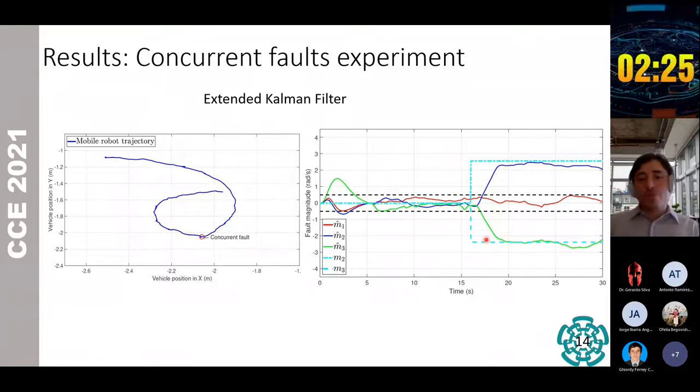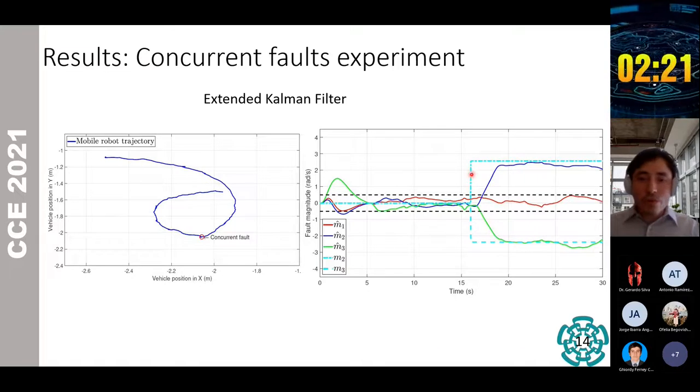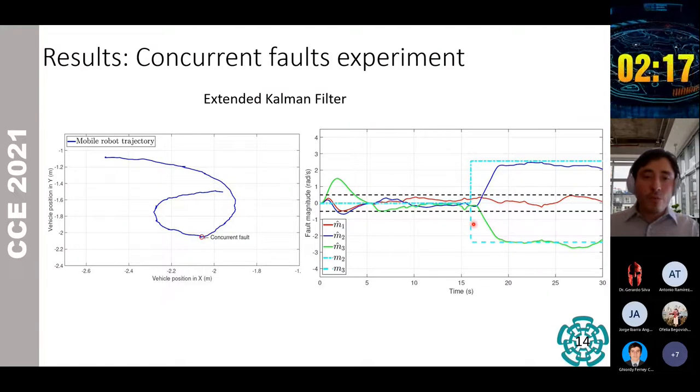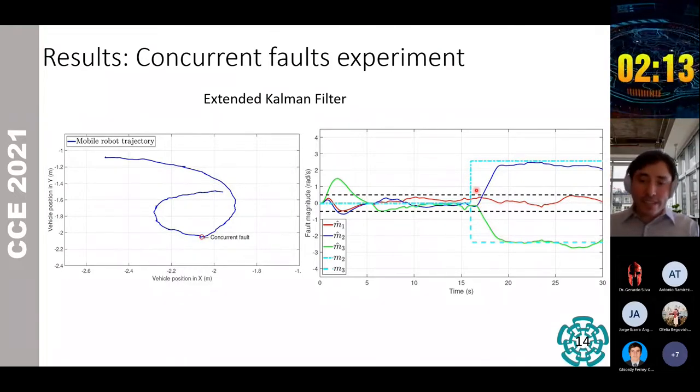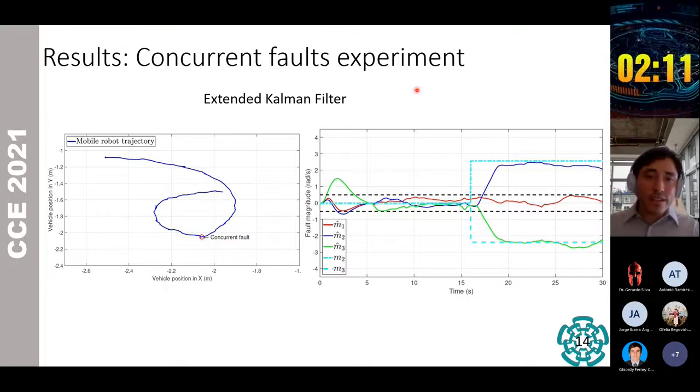And I would like to remark that even though real data and a kinematic model have been used, good results have been obtained, where clearly a dynamic model would have had less model uncertainty than the kinematic model.